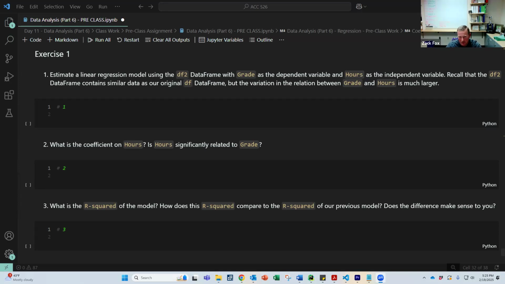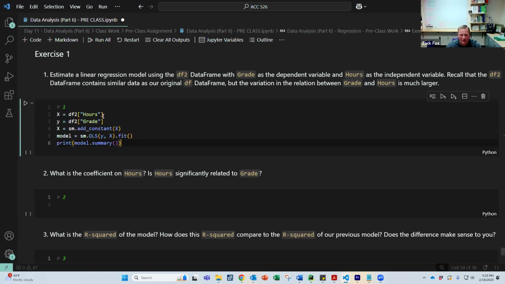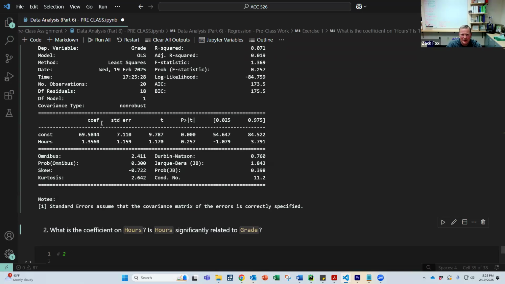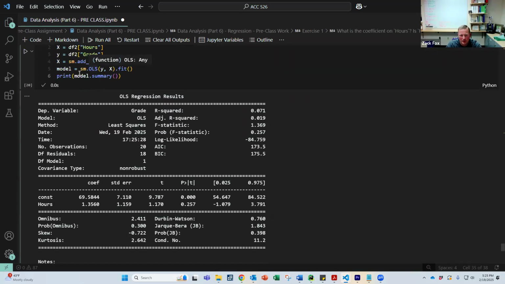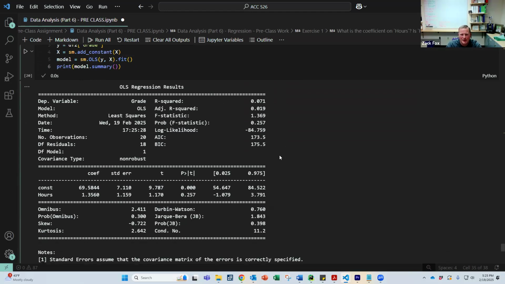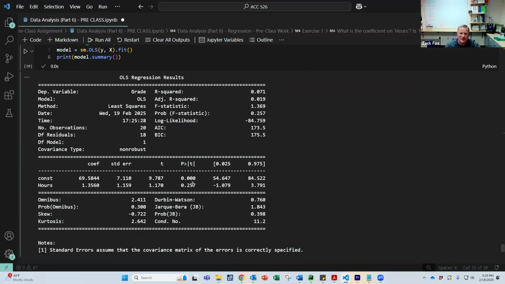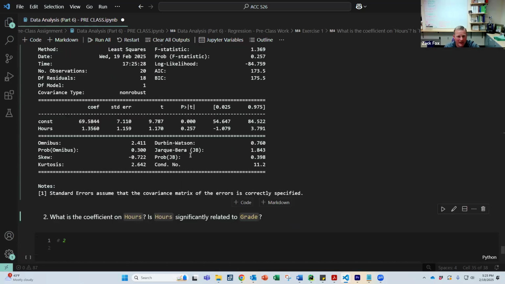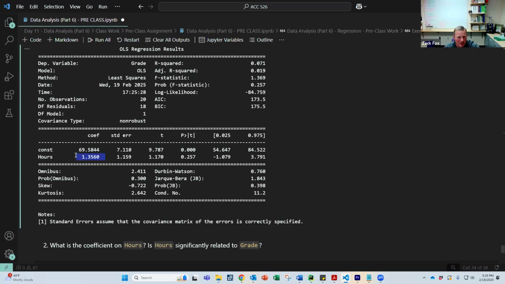So I'm going to do the first little part with you and essentially just copy and paste the code that we did up above, where data frame 2 is equal to the data frame we had previously. I'm going to run this and estimate our ordinary least squares model, and then print the summary. So here, we want to take a look at the coefficient on hours. The coefficient of 1.3560 suggests that for every additional hour studied per week, the grade increases by 1.356.